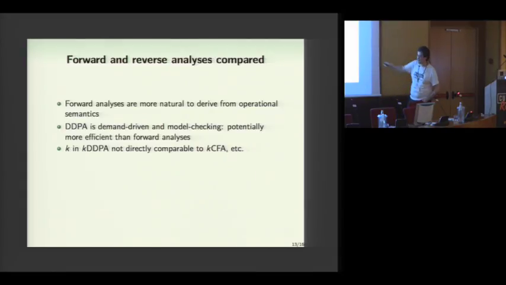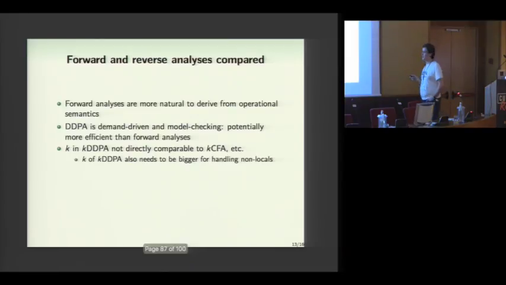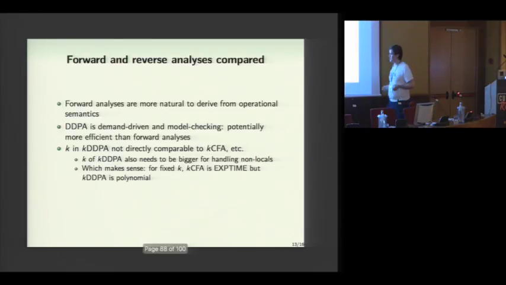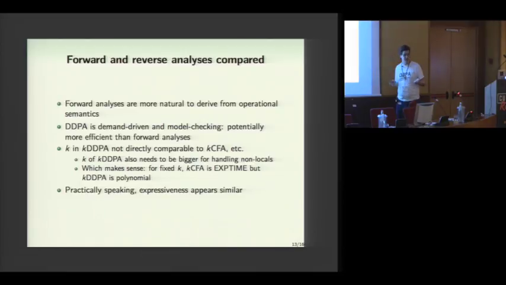So I should point out that the k in KDDPA, you can't think of as being identical to the k in something like KCFA. In particular, we need a larger k to give the same degree of precision, specifically because that k is used both for non-local variable lookup and for context precision. Okay? Hopefully this is fairly intuitive, just because KCFA is exponential time for any positive k, and I just claimed that we have a polynomial analysis, so if I said that these k's were the same, then I'd obviously have contradicted myself. In practice, it seems that these things are similar in expressiveness.